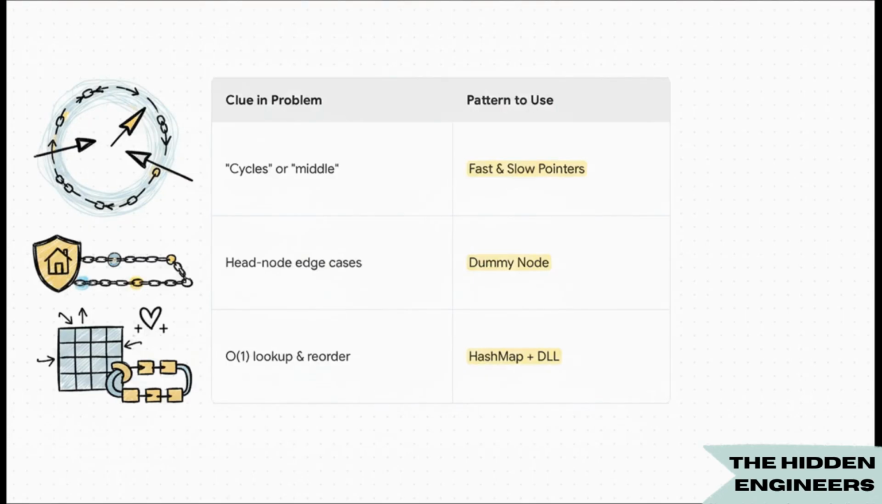Recognizing when to pull out one of these fundamental patterns is the key to solving problems you've never even seen before. This table is basically your strategic cheat sheet. The problem description itself often gives you all the clues you need. If you hear words like cycle or find the middle, your brain should immediately start screaming fast and slow pointers. If you're wrestling with annoying edge cases at the beginning of a linked list, a dummy node can save you a world of pain. And if you hear that demand for O(1) lookup and O(1) reordering, you know it's time to call in our power couple.